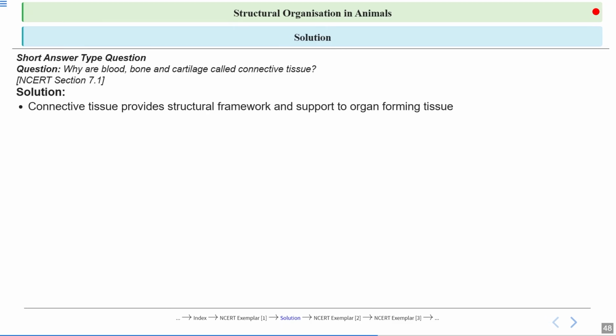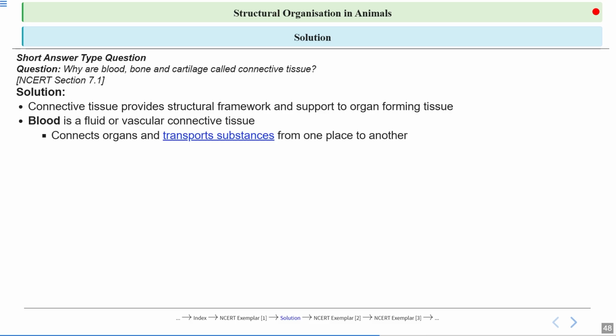Connective tissue provides structural framework and support to organ forming tissue, right? So this connective tissue, like we talked about, the types of connective tissue, like blood, bone, and cartilage. So these are the connective tissues that provide structural framework. They form the structure of the body and provide support to the organ forming tissue.